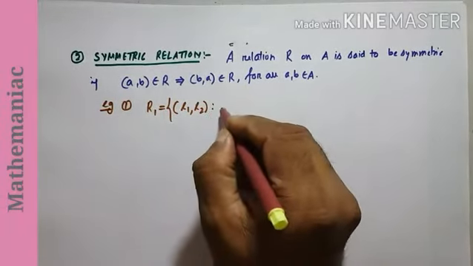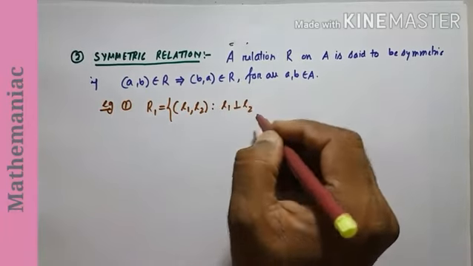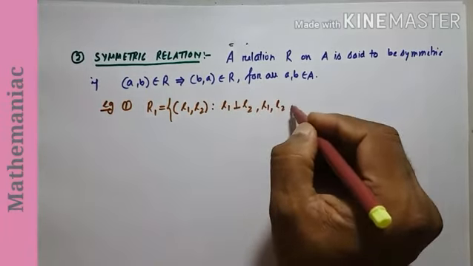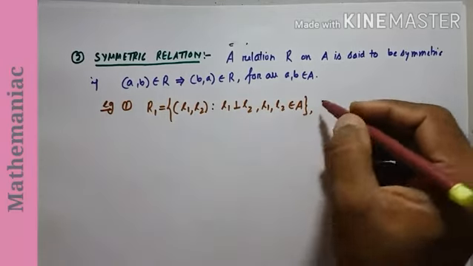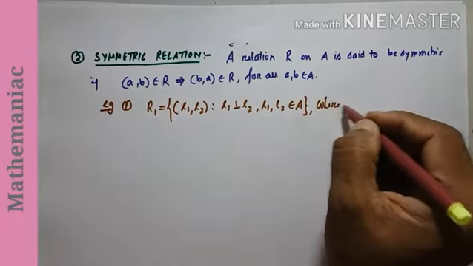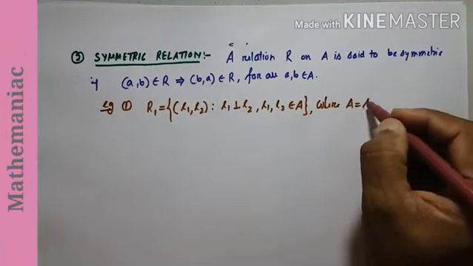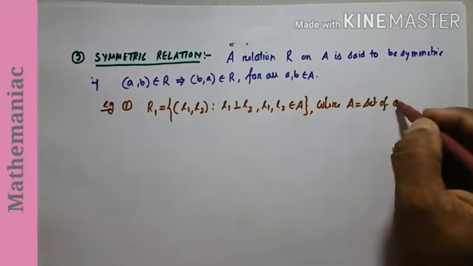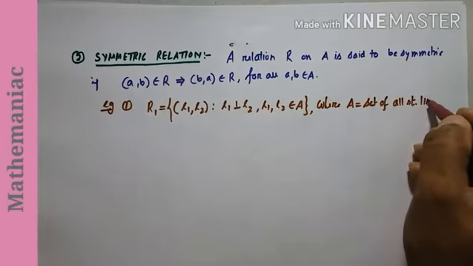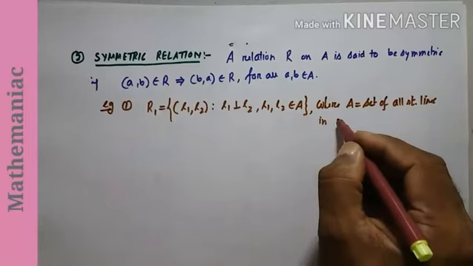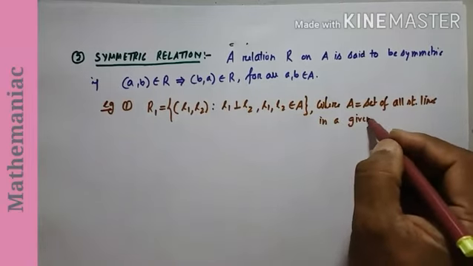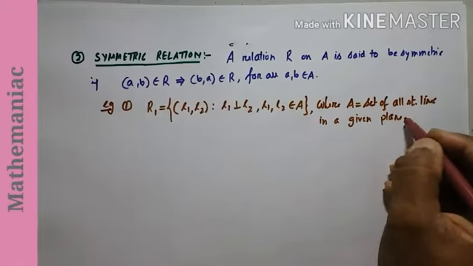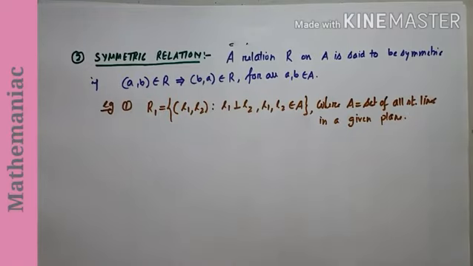They will be said to be related if they are perpendicular, and L1 and L2 are taken from the set A. Now of course I have to write what is set A, where it is the set of all straight lines in a given plane. So now can we say that this relation is symmetric? Yes, we can say.